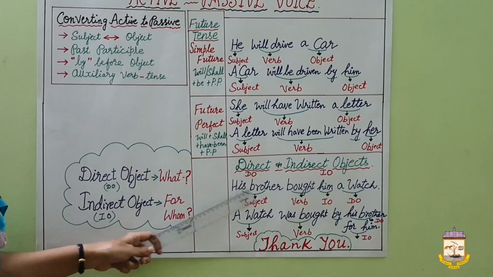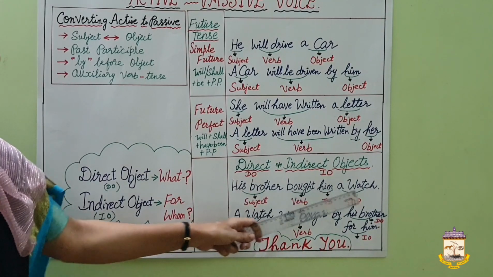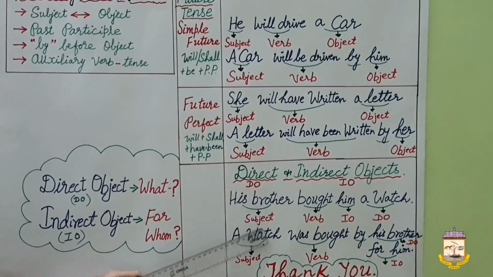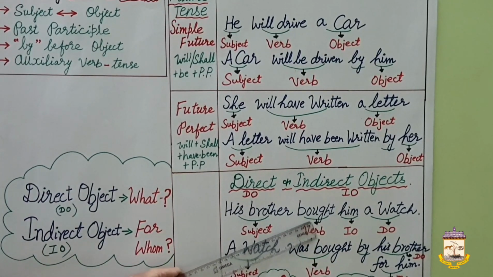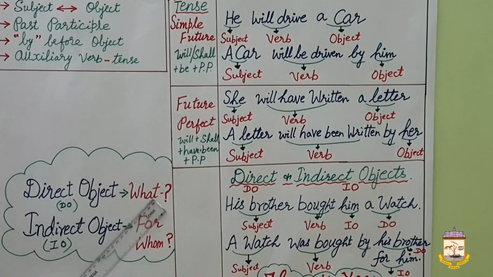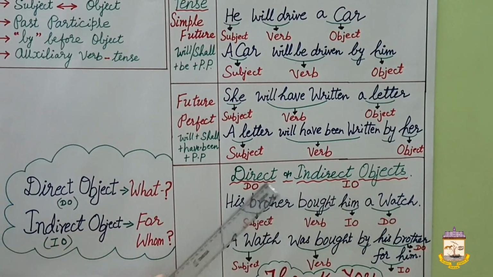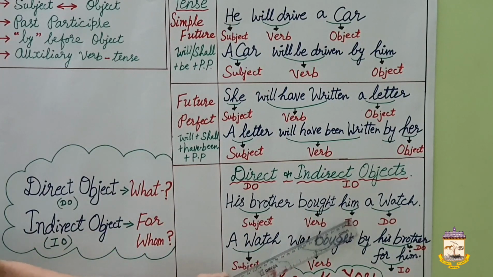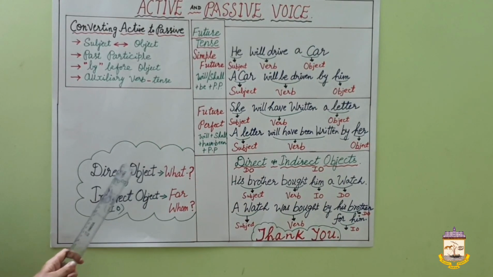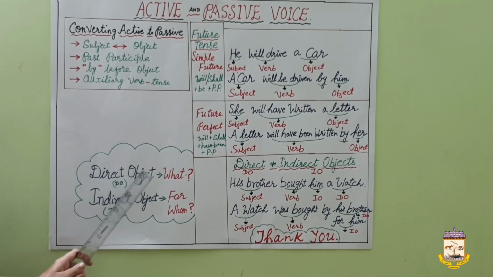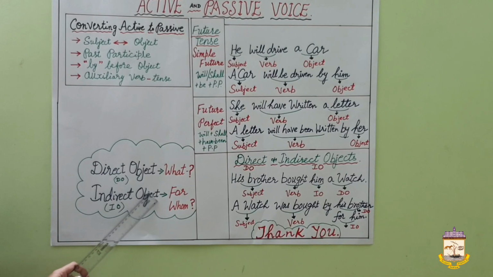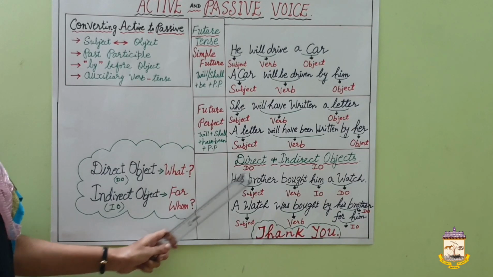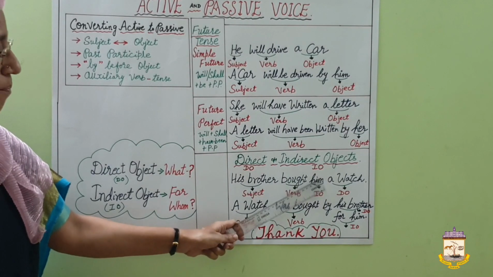His brother bought him a watch. His brother is the subject. Bought is the verb. What did he buy? See, if it answers to what, it is direct object. He bought a watch. For whom did he buy? For him. So it is indirect object. I repeat once again, direct object answers to the question what, and indirect object answers to the question for whom. So his brother bought him a watch.